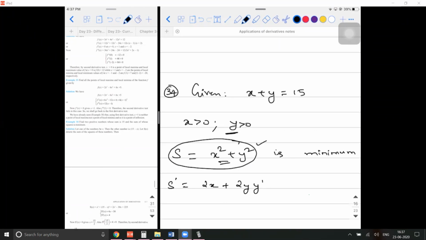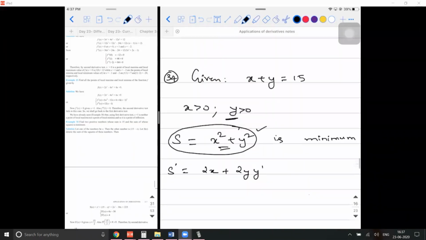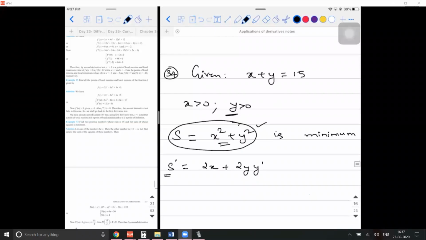If I treat it like an implicit function, you know what an implicit function is, right? If you treat it like an implicit function, can I say, just by differentiating on both sides, s dash is equal to 2x plus 2y into y dash? If I equate this s dash to 0, then I'll get the condition for minimum. This is the right way which I'm following.